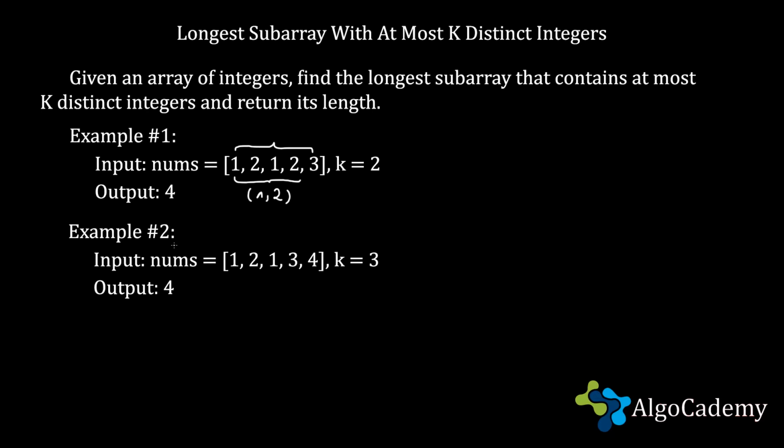Now, for the second example, again, an array of 5 integers, but k equals 3. And the answer is 4. Yeah, because we have this subarray of length 4, which contains 3 distinct integers, 1, 2, and 3. The other subarray of length 4 is this one, but it's not a valid one because it has 4 distinct integers. And if we try to find a longer subarray, you're not going to, because this one of length 5, which is the whole array, has of course 4 distinct integers.